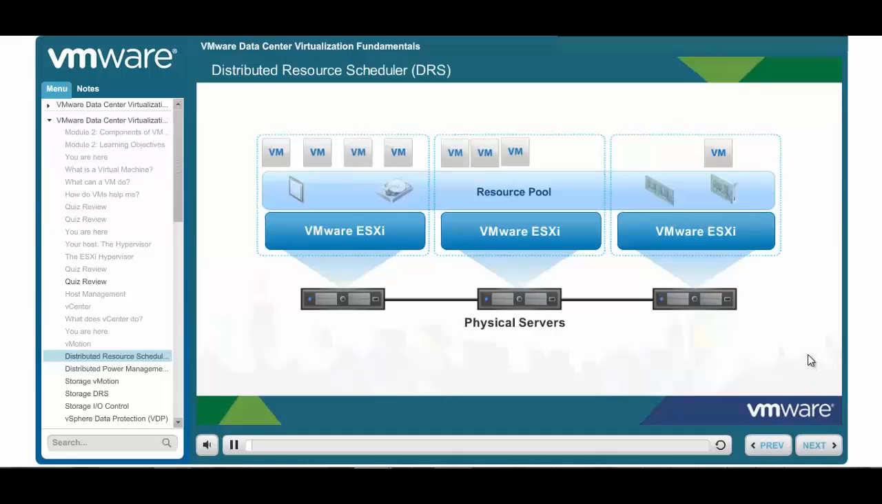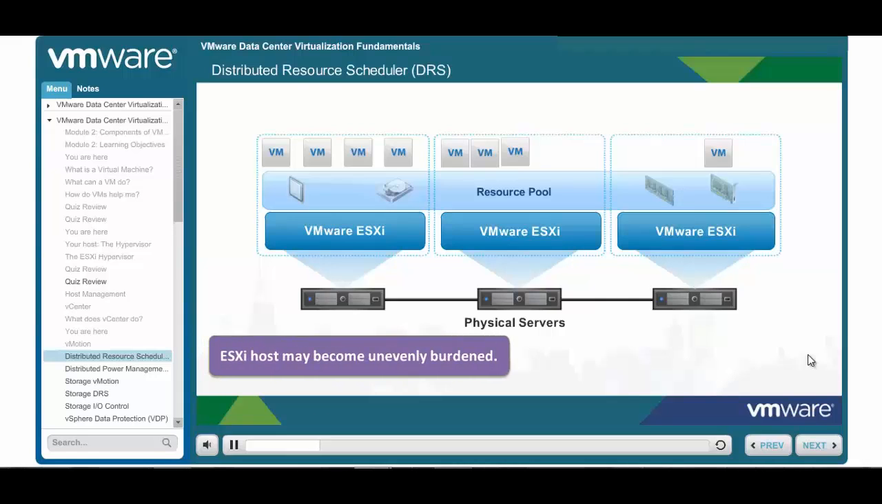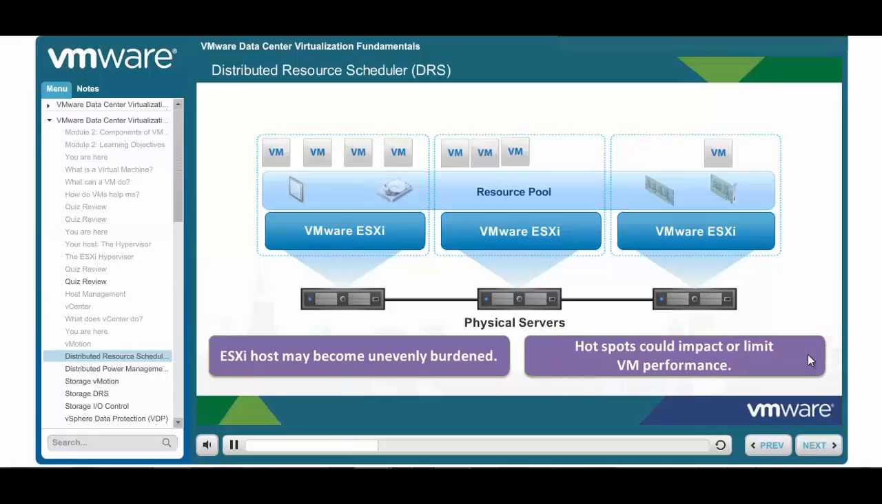You can also automate vMotion. In fact, VMware has been doing it for years through a vCenter feature called Distributed Resource Scheduler, or DRS. DRS is a service within vCenter Server that monitors the memory and CPU load on your ESXi hosts. Over time, your ESXi hosts may become unevenly burdened. You might power on more virtual machines on one host than another, or you might have some virtual machines that consume more resources than others. If these virtual machines are all co-located on the same host, you could end up with a hotspot that could impact or limit your virtual machine's performance.